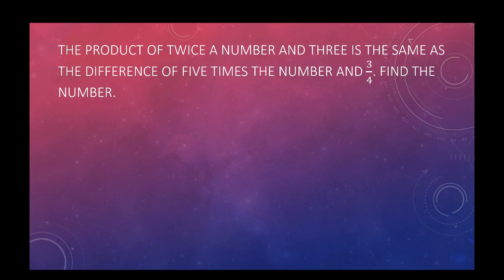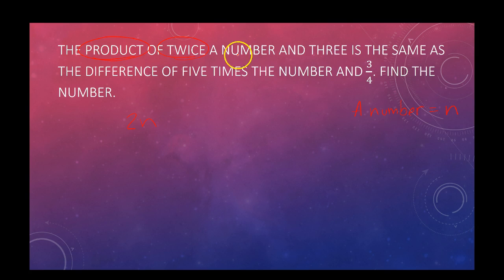Good. Let's look at this one. The product of twice a number and 3 is the same as the difference of 5 times the number and 3/4. Find the number. So again, we're trying to figure out what is this number. So a number is our unknown, and we're going to give that n. So the product of twice a number and 3. So product means to multiply. Twice tells me to multiply it by 2. So twice a number.